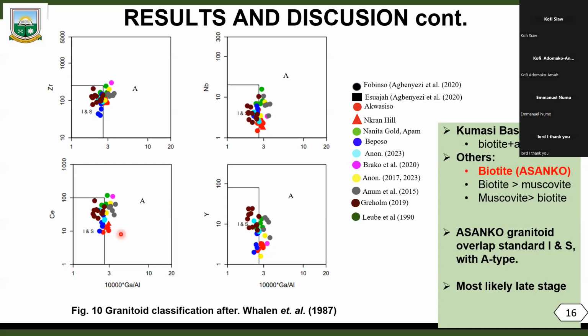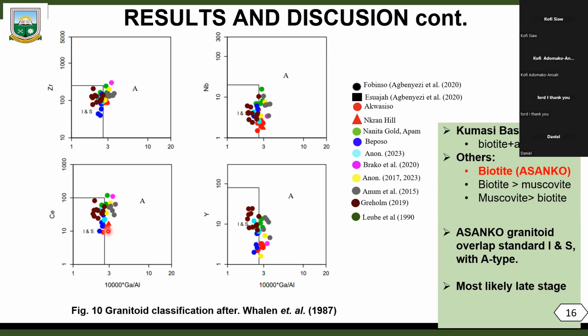And so we considered that, and we saw that the style of the intrusion or the formation of the Asanko granitoids might not be related to a subduction zone environment, as has been previously thought. But from here, it looks like both subduction and rifting related events, and the Asanko is most likely to be the latest in this regard.